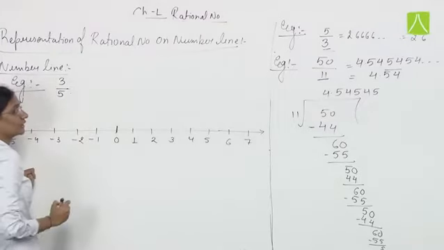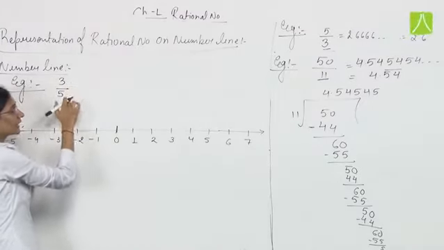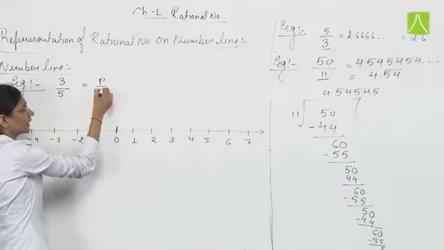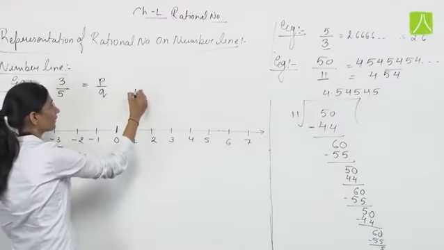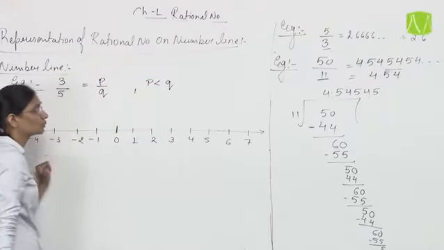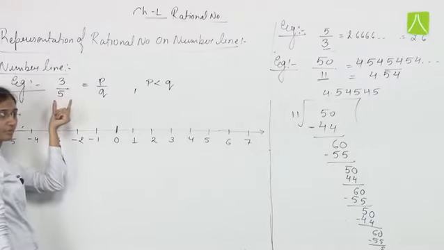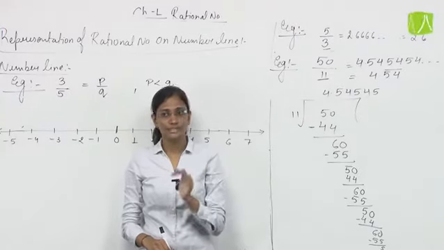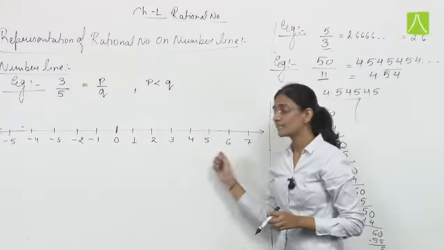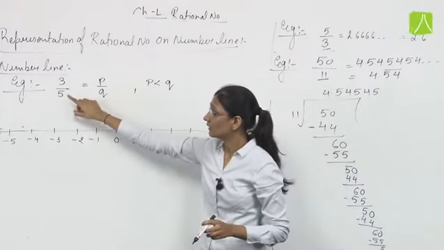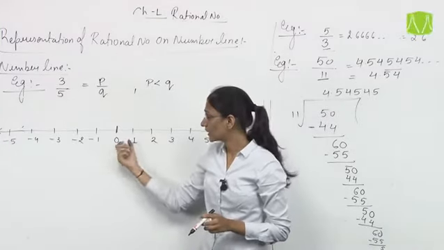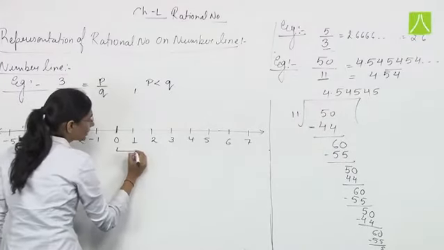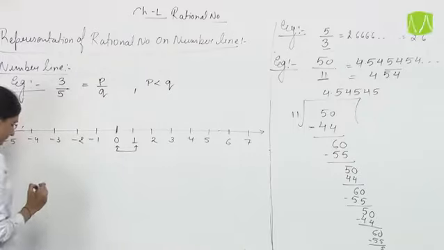3 upon 5. First, observe the given number. Since the numerator is less than the denominator, if it is P upon Q, where P is less than Q, the denominator is greater. Therefore, this number lies between 0 and 1. Since it is positive, it will lie on the right side, and as the denominator is greater than the numerator, it lies between 0 and 1. So first we know that we have to put this number between 0 and 1.